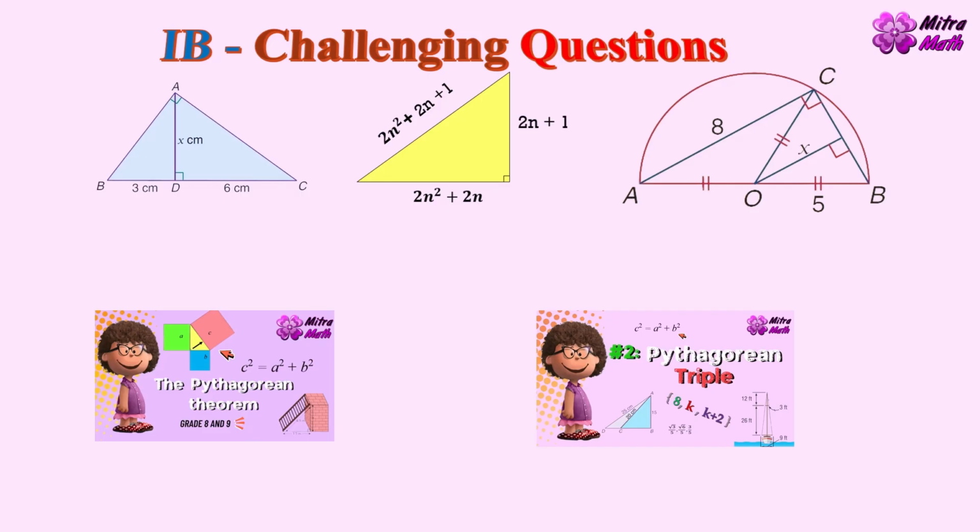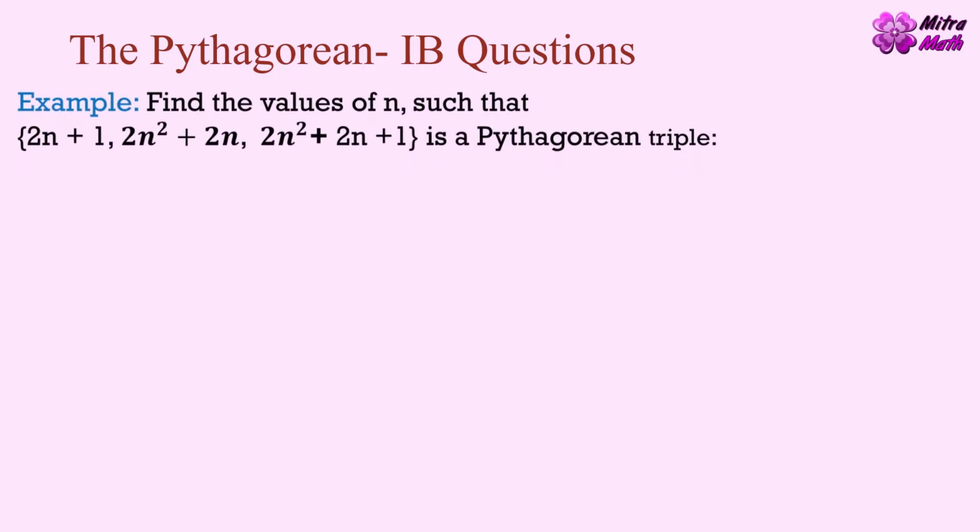Okay, without further ado, let's dive into questions. First example, find the value of n such that the given set is a Pythagorean triple. It means you're given three expressions depending on n, and they can form the Pythagorean triple. If this is the case, it means if you have a right angle triangle, these three expressions can be sides of the triangle. As a result, let's begin by substituting given A, B, and C into Pythagorean theorem formula.